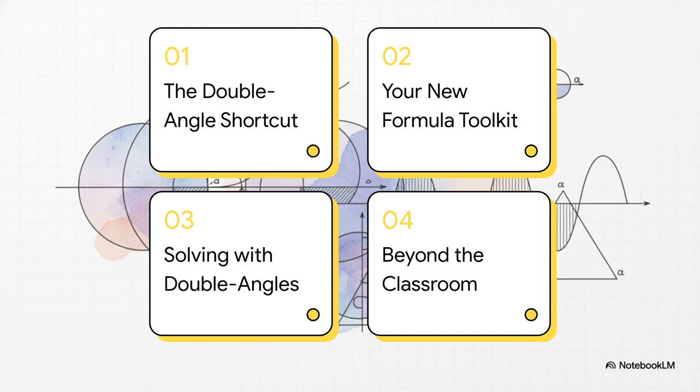So here's the game plan. First, we're going to see where the shortcut even comes from, and it all starts with a really simple question. Then we'll build out our complete formula toolkit. After that, of course, we've got to put them to the test with some examples. And to wrap it all up, we'll look at a super common trap you'll want to avoid, and get this, a surprising place this math actually shows up in the real world.